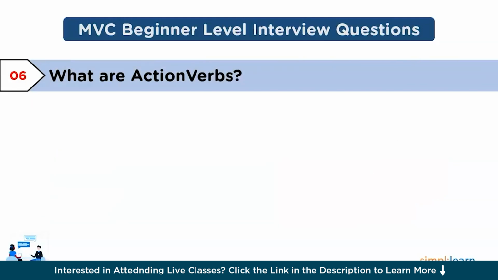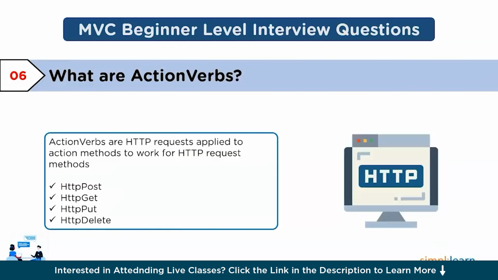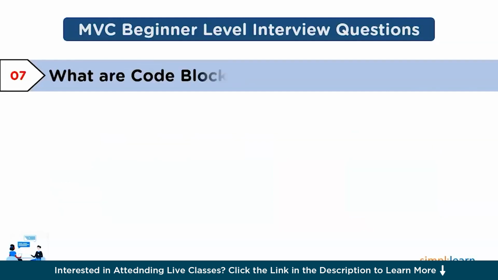What are action verbs? Action verbs are HTTP requests applied to the action methods to work for HTTP request methods. Some of the action verbs are HTTP post, HTTP get, HTTP put, and HTTP delete.